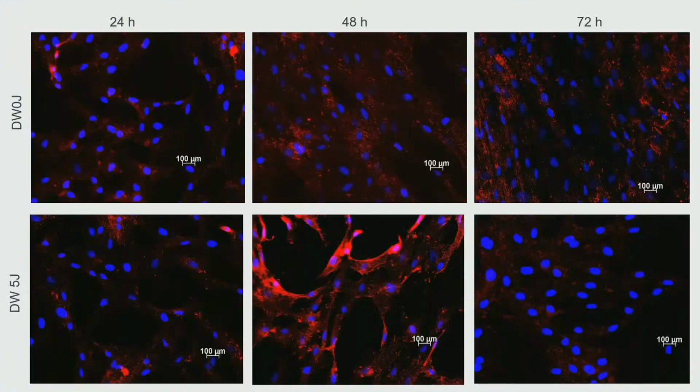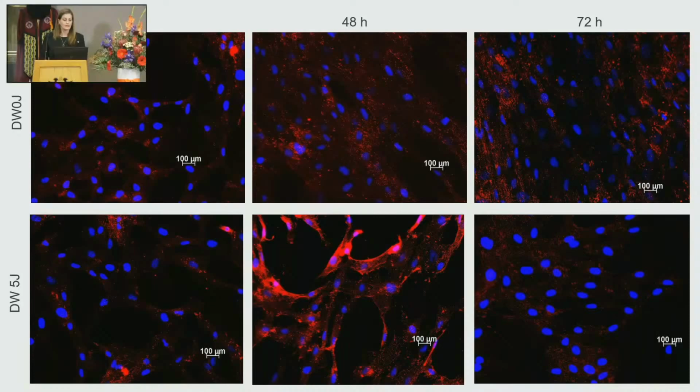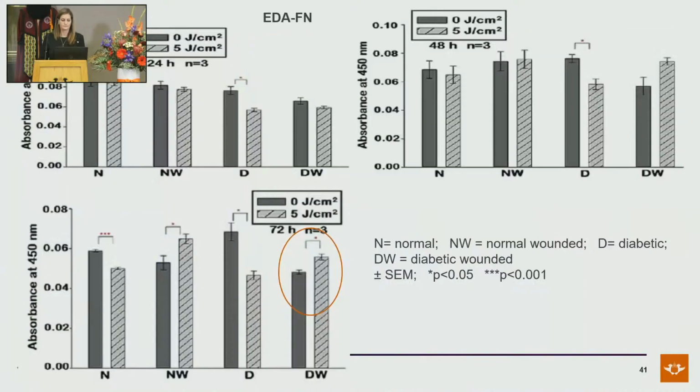This is a fluorescent image of diabetic wounded cells that have been fluorescently labeled with antibodies against Thy1, which is stained red. The blue circles are our cell nuclei, which have been stained with DAPI. The images at the top are the non-irradiated control cells, and the images at the bottom are the irradiated cells. And you can see that there's more red fluorescence in the irradiated cells at 48 hours than in the non-irradiated, and less fluorescence at 72 hours. So these cells are differentiating a lot faster than the non-irradiated cells.